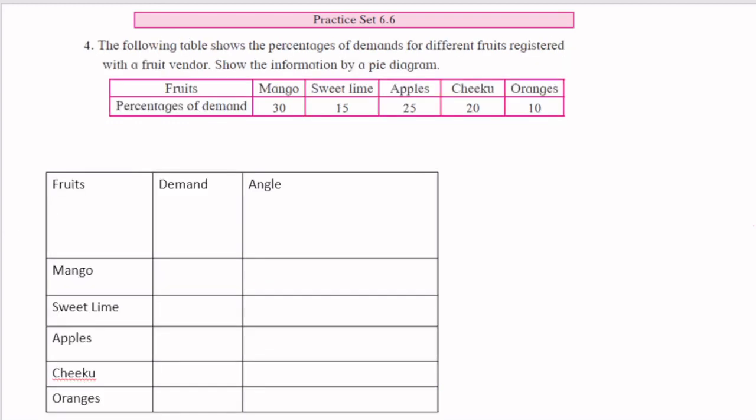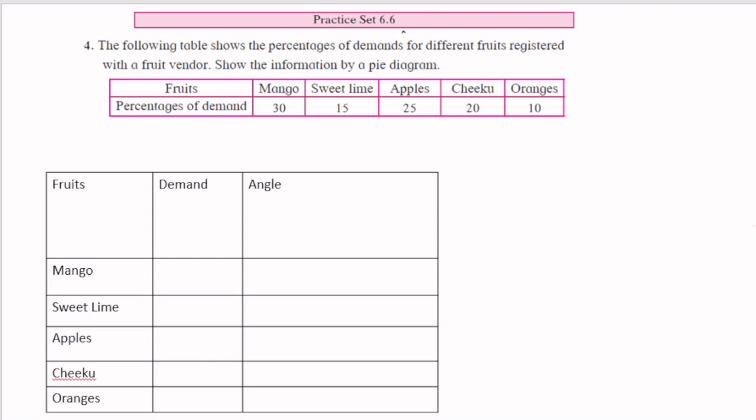Okay, let's move to the next question. The next question is question number 4. The following table shows the percentage of demand for different fruits registered with the fruit vendors. Again, different types of fruit are given and the demand is given. What you have to do is write the frequencies, calculate the angles and draw the pie diagram. Isn't it very simple? That's the only thing you have to do.